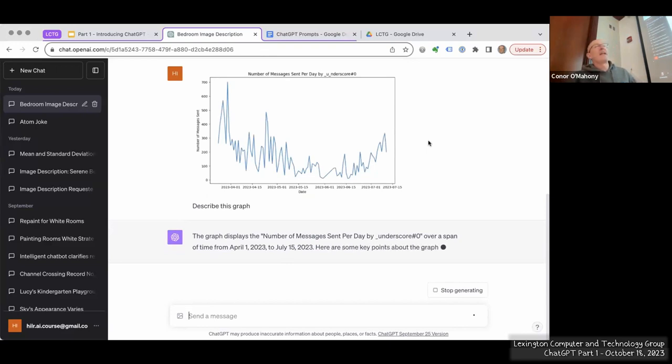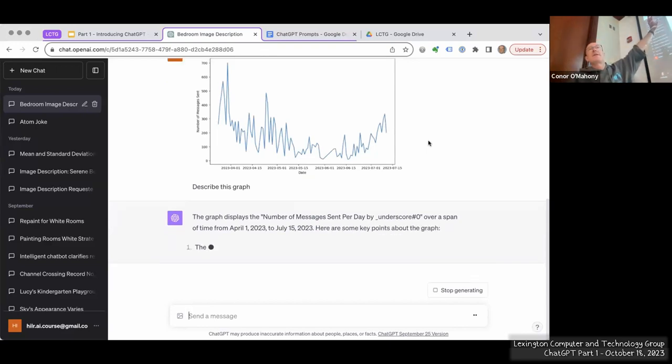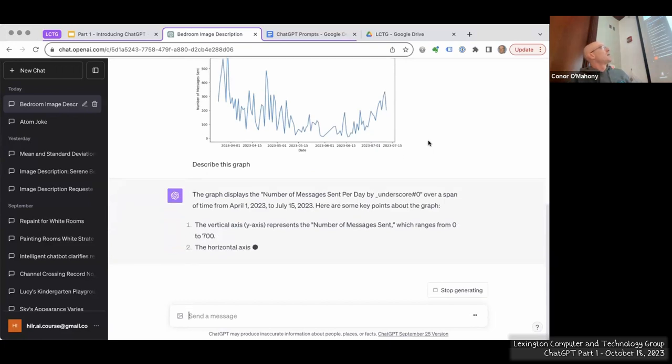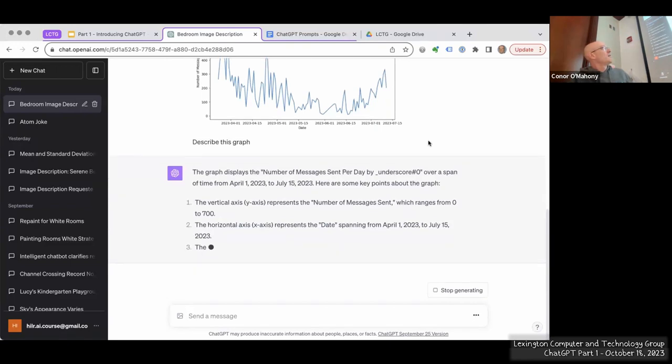And so here, as I said, it's gotten this as a JPG, so as an image. And it's processing it and figuring it out. And so it's telling us about the vertical axis and the horizontal axis. It's a little bit slower.